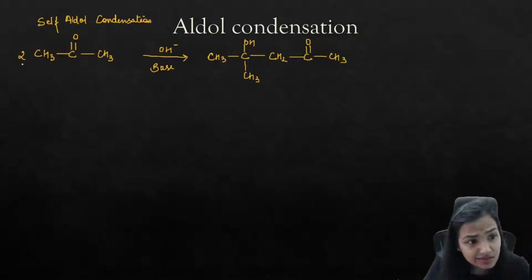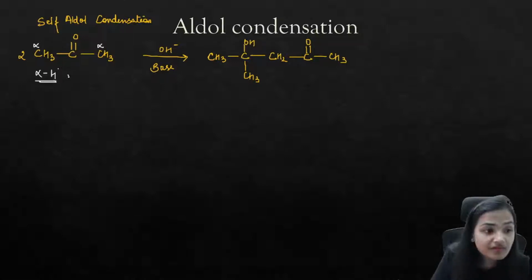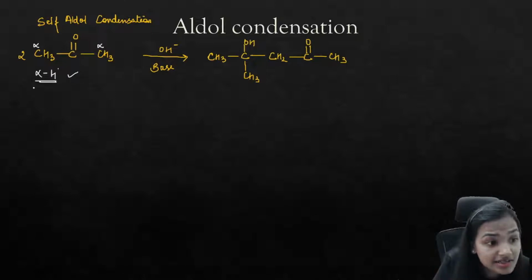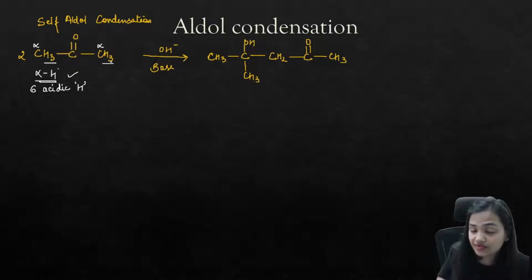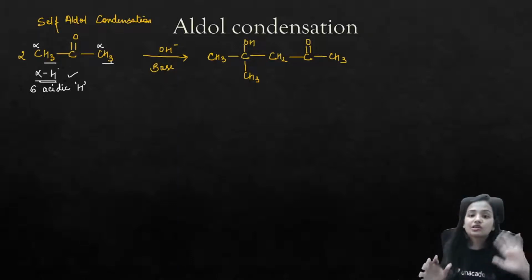And this is a simple species in the presence of a base. The most important thing that we have to focus on is this is the alpha carbon. This is also the alpha carbon. Do we have alpha hydrogens as well? Yes. If this is the alpha hydrogen, are these the acidic hydrogens? Yes. We have 6 acidic hydrogen atoms. All the alpha hydrogens are basically acidic in nature. So this is the identification of the aldol condensation.